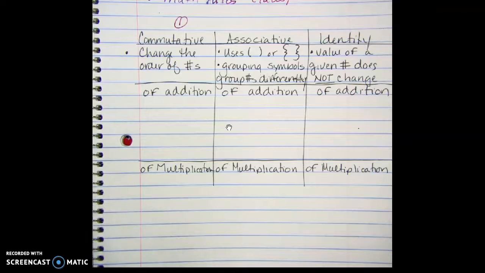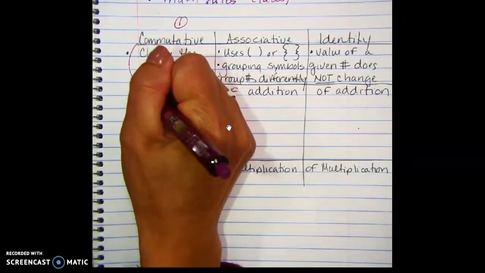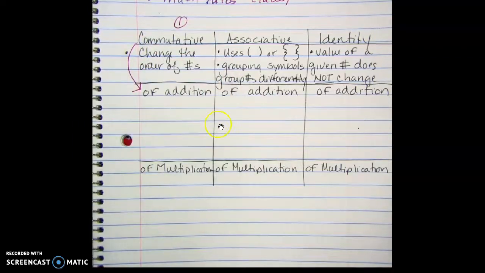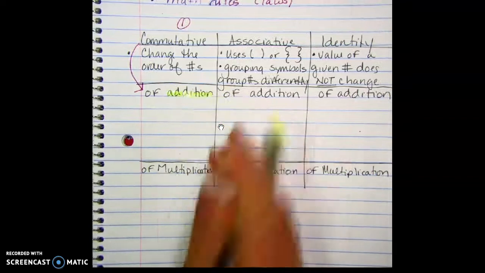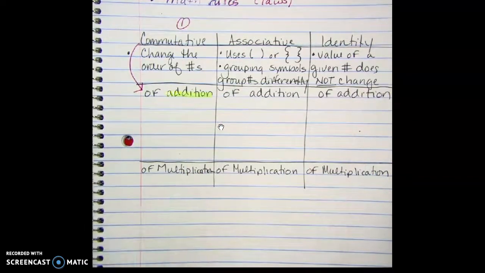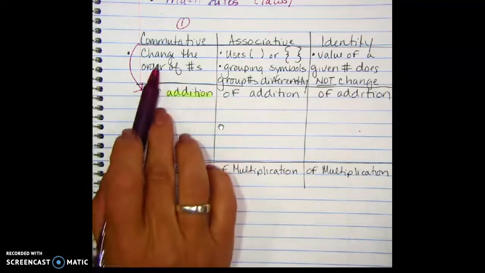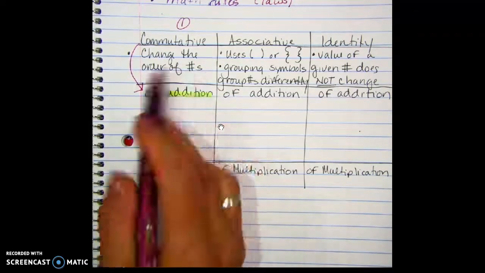Now, we're going to look at the commutative property of addition. And I'm going to highlight the word addition because it's kind of important, because then we have it of multiplication. So we need to pay close attention. So it says that it changes the order of the numbers.